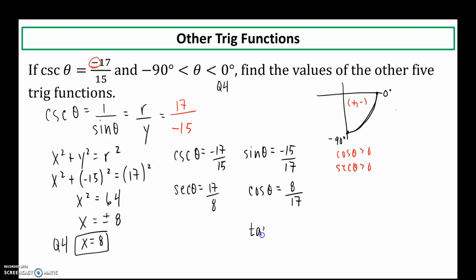My tangent function, tangent is y over x. My y coordinate is negative 15 over my x coordinate is positive 8. And then my cotangent function is its reciprocal, so negative 8 over 15. So if you know one trig ratio, you have the means to find the other 5. All right, now you should be good with the homework.